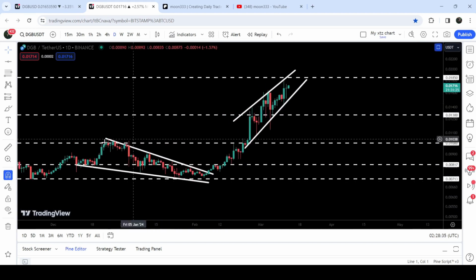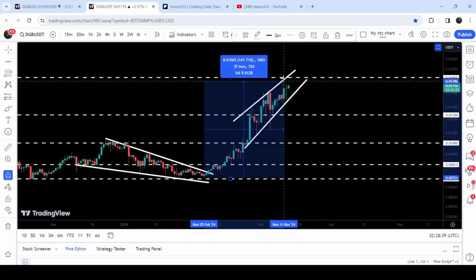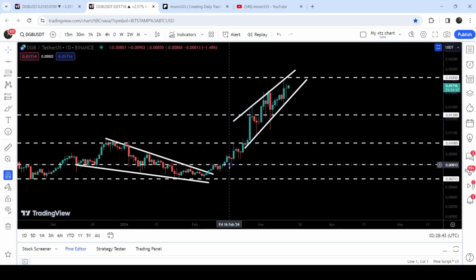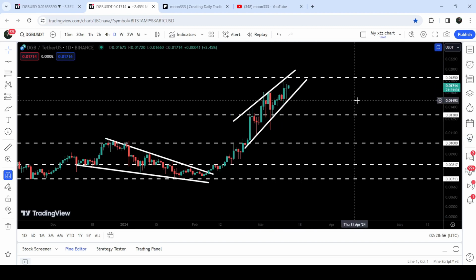By the way, we had a very powerful rally after this breakout, from this low to this high, that was more than 147%. During this rally, the price line has broken out the very significant resistance of $0.00817, then 1 cent, and after that the resistance of 1.3 cents, and now it is about to hit this long-term resistance of 1.85 cents.